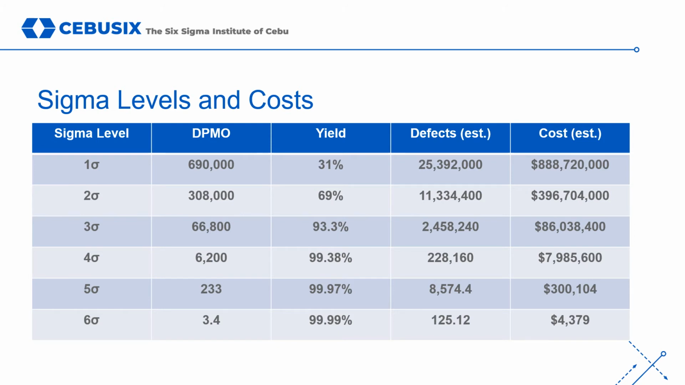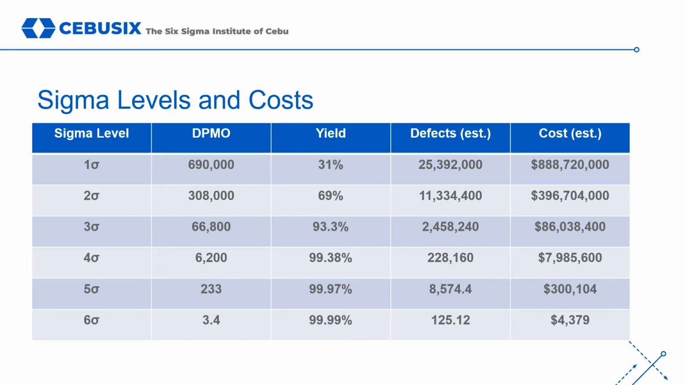So let us take a closer look at the difference Six Sigma level can make. Most companies still operate at only a 3 Sigma level. If Amazon was that ineffective, they probably would have gone bankrupt years ago. At 3 Sigma, that would have resulted in nearly 2.5 million errors, and it would have cost the company over $86 million. At a 4 Sigma level, there would have been a tenth of the number of errors, but it still would have cost the company nearly $8 million.